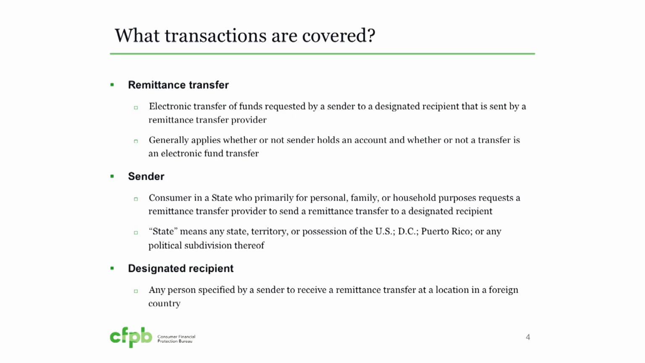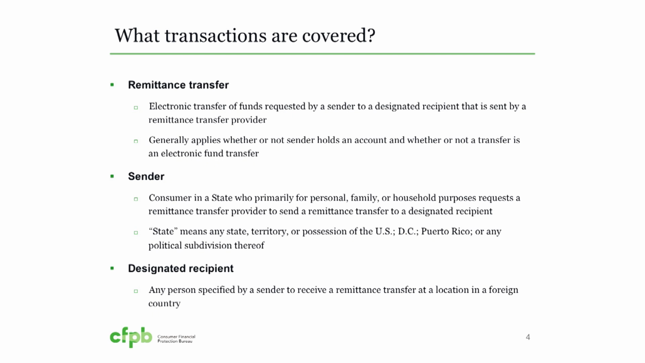So in addition to needing to have an electronic transfer of funds, in order to have a remittance transfer, you also have to have a sender and a designated recipient. The rule also closely tracks the statute here in terms of definition. For sender, the rule states that a sender is a consumer in a state who primarily for personal, family, or household purposes requests a remittance transfer provider to send a remittance transfer to a designated recipient. On the other hand, a designated recipient is any person specified by a sender to receive a remittance transfer at a location in a foreign country. A designated recipient can be either a natural person or business entity.